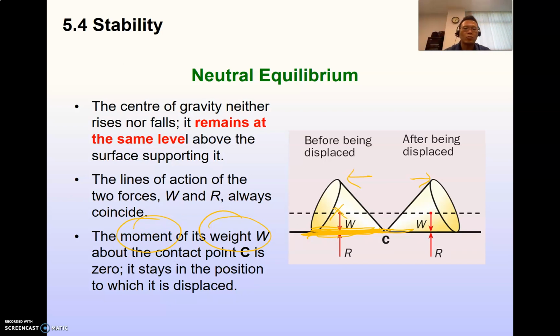There won't be any moment, and as a result, you will not see any toppling, or any returning to the original position, because this particular object has not been tilted at all. For this particular situation, this is what we call a neutral equilibrium. This is the third case when you talk about stabilities.